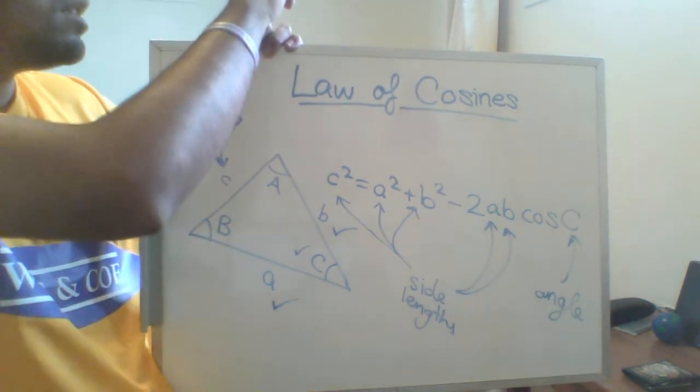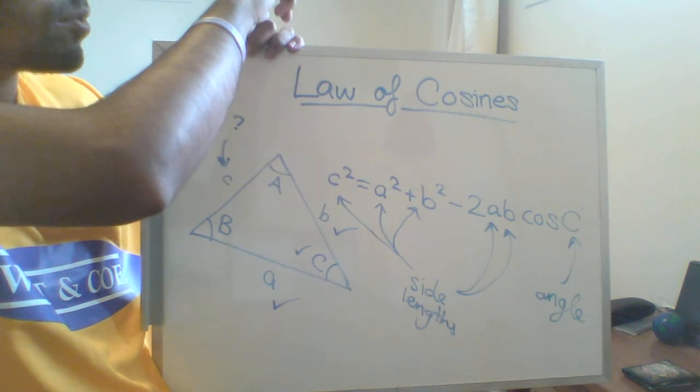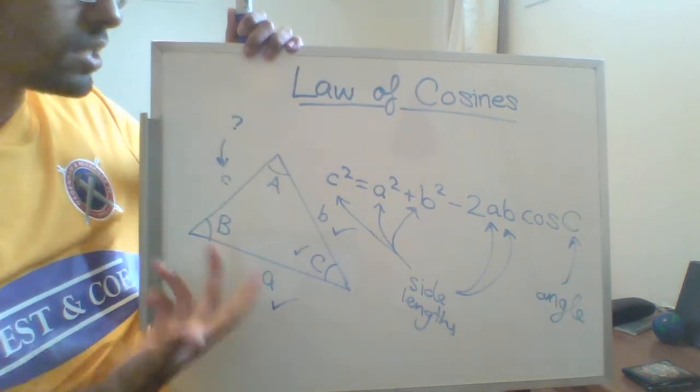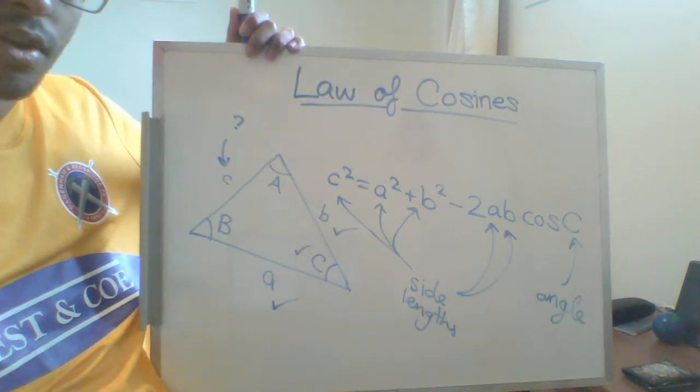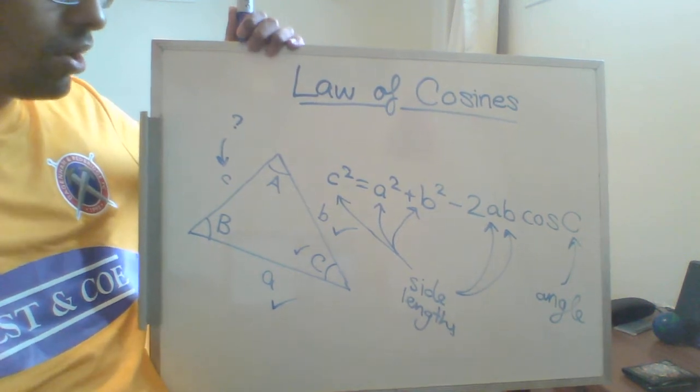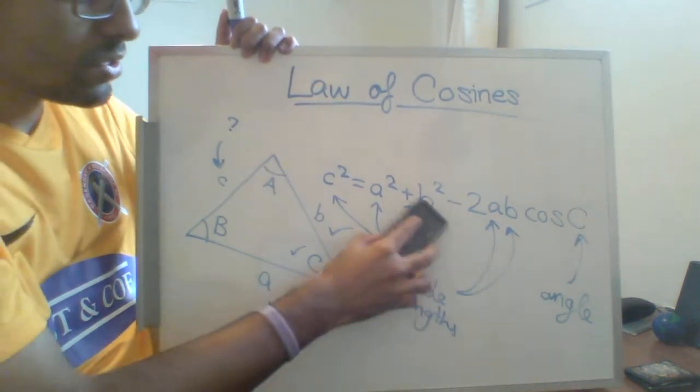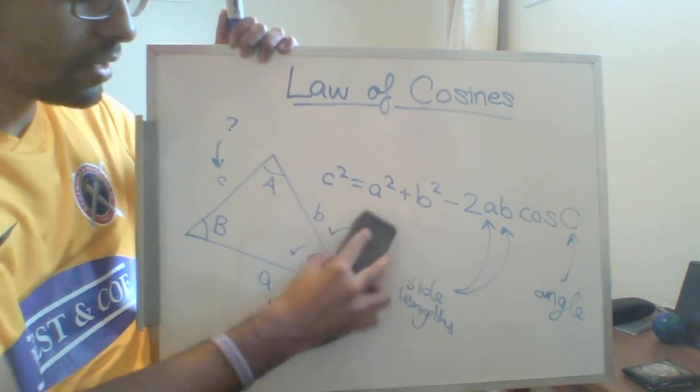Okay? Now, what if you didn't want to solve for a side, but you wanted to solve for an angle? Well, all you'd have to do is rearrange this formula. So let's do that.